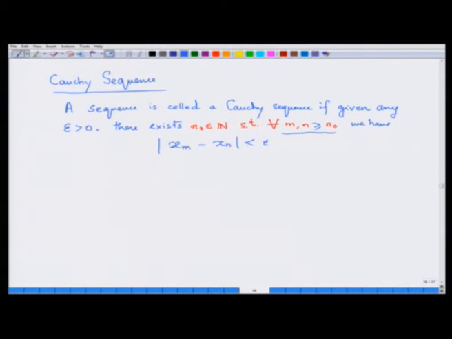This is a very, very important property, that these points are clustering very near each other and also along the line. This is something of very fundamental importance. So, why is a Cauchy sequence important in our studies? The reason is as follows. One, every convergent sequence is Cauchy.